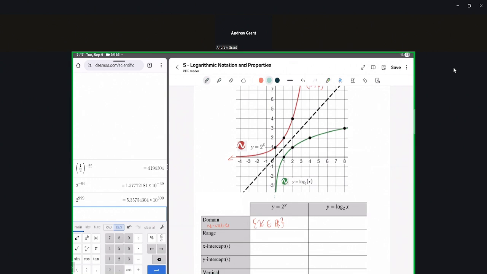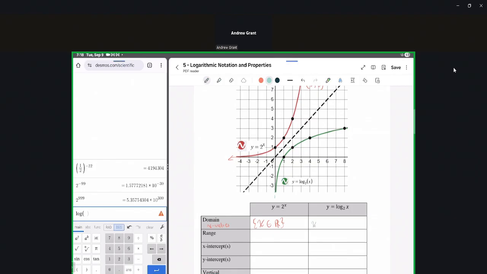If you want to use the Desmos calculator, it's under function here, and you can click this log button. Say if I want to take the logarithm of 0, that's undefined. Additionally, if I try to take the log of some negative number, that's also undefined. So we can't take the logarithm of 0 or negative numbers.